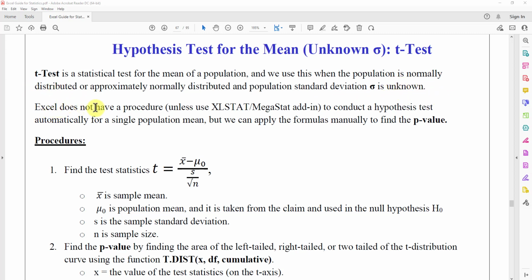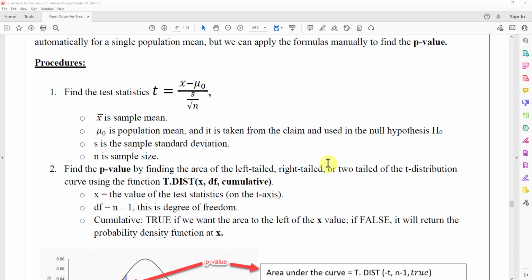Excel does not have a procedure, unless we use the XLStat or the MegaStat add-in, to conduct a hypothesis test automatically for a single population mean, but we can apply the formulas manually to find the p-value. And if the p-value is less than alpha, which is the significance level, then we will reject the null hypothesis. So let's take a look at the two procedures we have here.